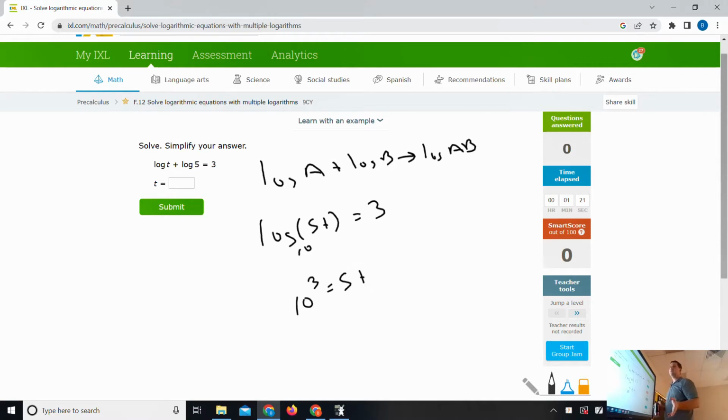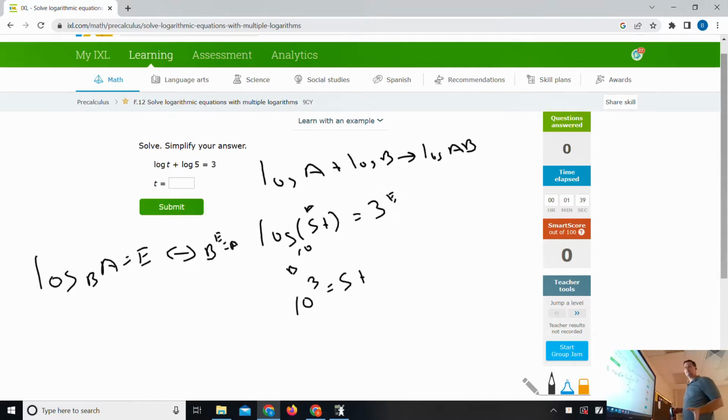If this is the first video you watched, by the way, I do this. Log base b of argument a equal to e is equivalent to a base with an exponent equal to the argument. So that was my base, that was my argument, and this is my exponent. That's where that's coming from, okay? 10 cubed, got to be 1,000, right? 1,000 is 5t. You divide through 1,000 by 5, and you should get 200. Should get 200. But then again, it's midnight.